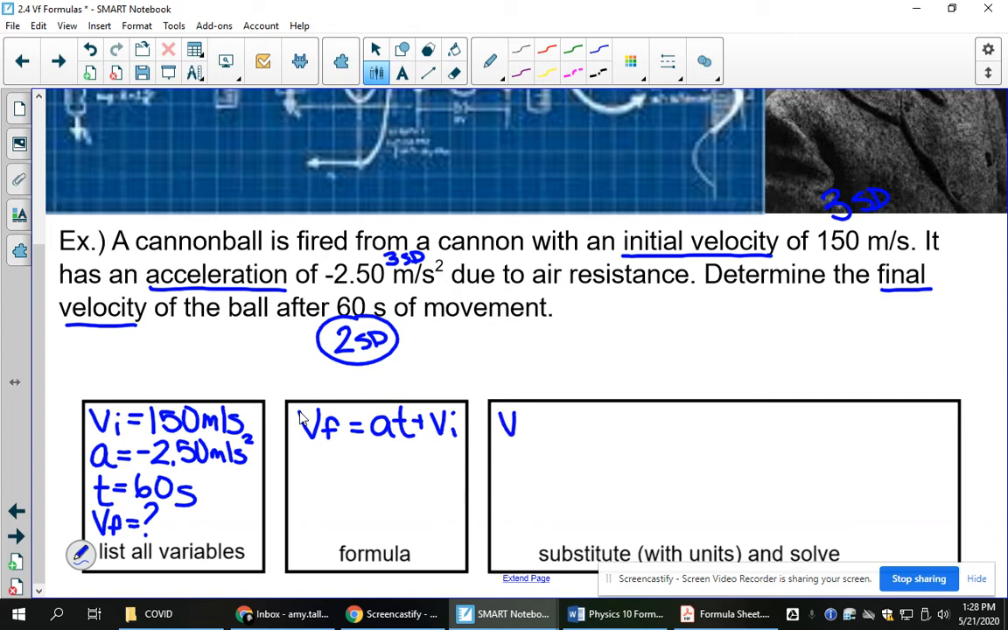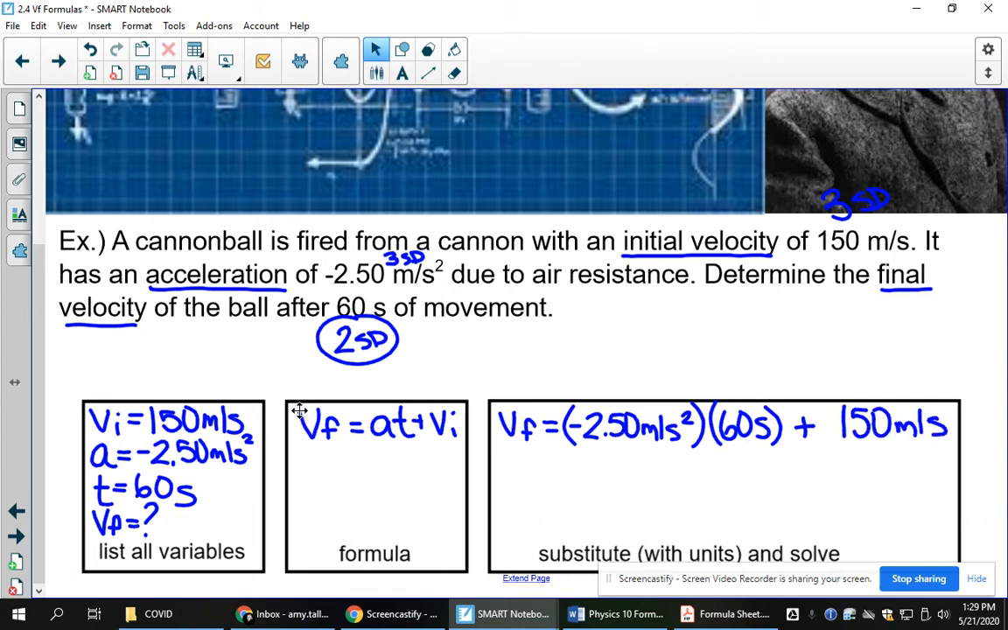All right, substitution. Remember in physics, we sub the whole number in to proper sig digs with units. The first part here is AT. That means A times T. So I'm going to put it in brackets. I've got acceleration times time plus initial velocity.